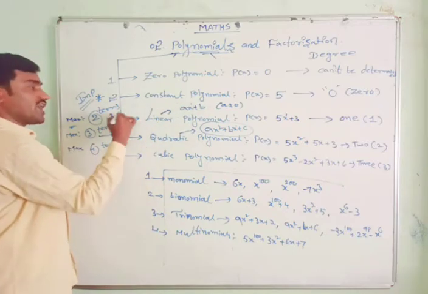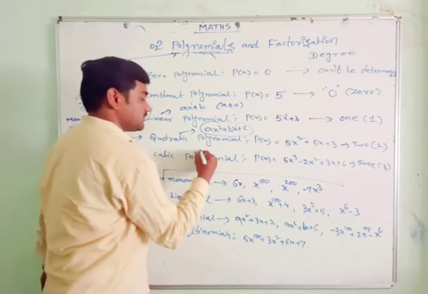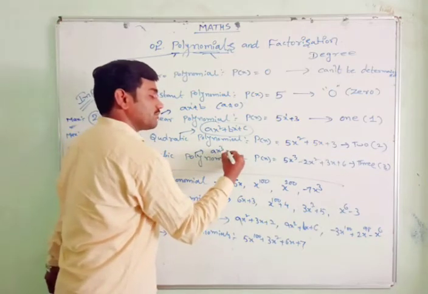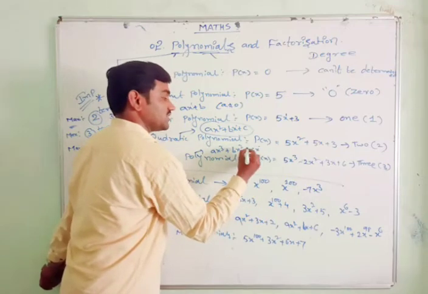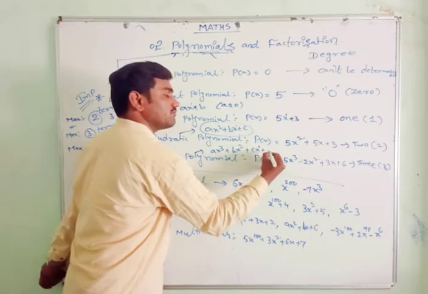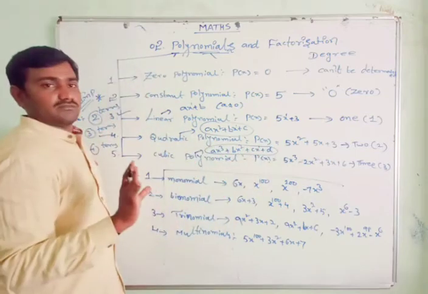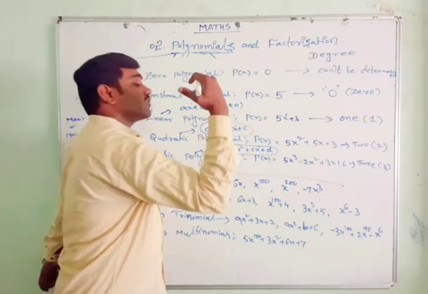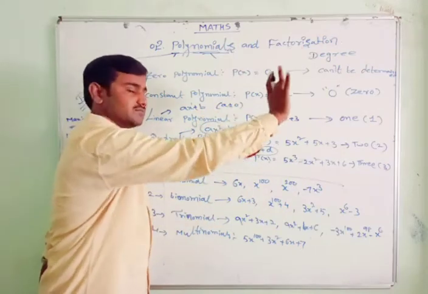Linear polynomial maximum we have 2 terms. A cubic polynomial, what is that? Ax cube plus bx square plus cx to the power of 1 plus d. So how many terms we have? Maximum 4 terms. But we should not mind about how many terms it has. Maximum we can write cubic polynomial, maximum it has 4 terms.